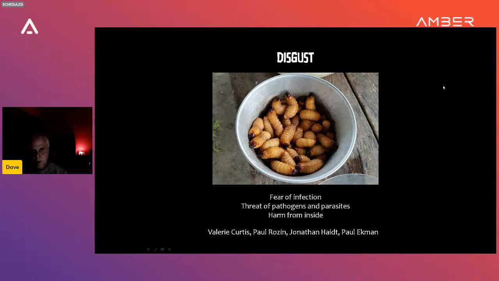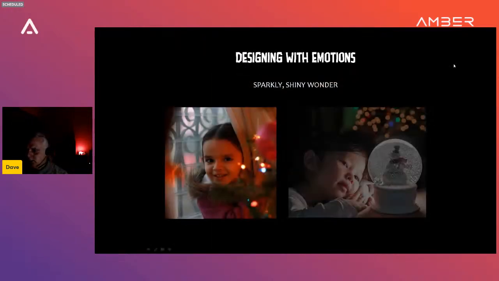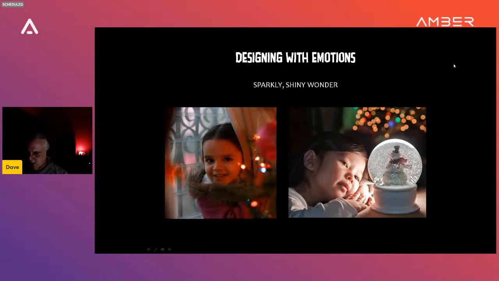So those virus particles are cueing us into disgust already. So that is a threat. So we could argue that the rising action has already begun. And this is something else. This is really, really special. This is sparkly, shiny wonder. It's like catnip for humans. We're mesmerized by sparkly, shiny things.